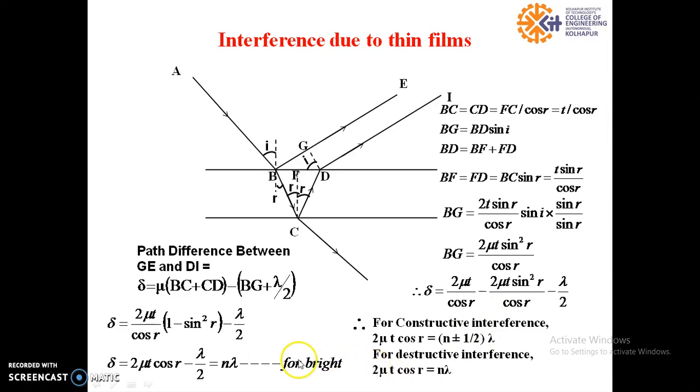Similarly, for dark, what is the condition? Path difference is equal to n minus 1/2 into lambda. So if you put the value of this n minus 1/2 lambda in the path difference, we get the equation 2 mu t cos r is equal to n lambda. So the condition for dark is 2 mu t cos r equal to n lambda. Here t is the thickness, mu is the refractive index, r is the angle of refraction, n is the order of interference, and lambda is the wavelength of incident light.